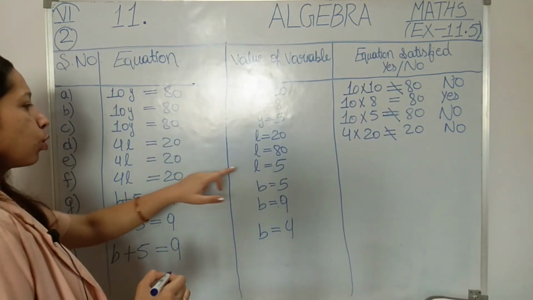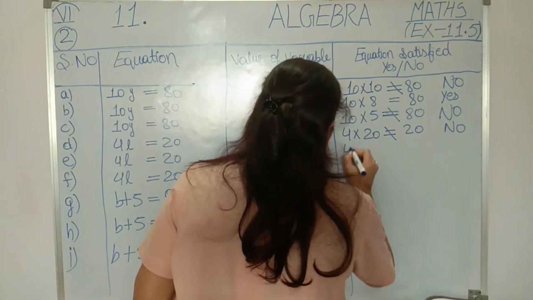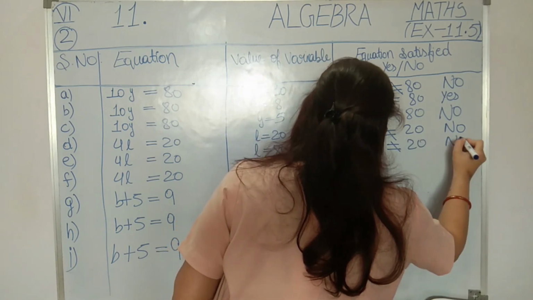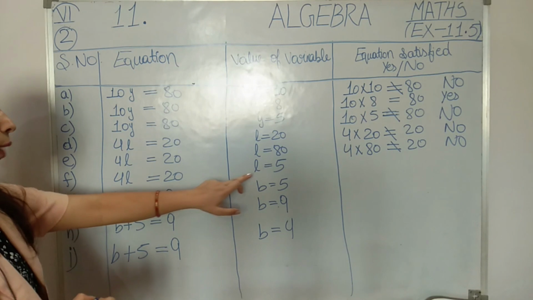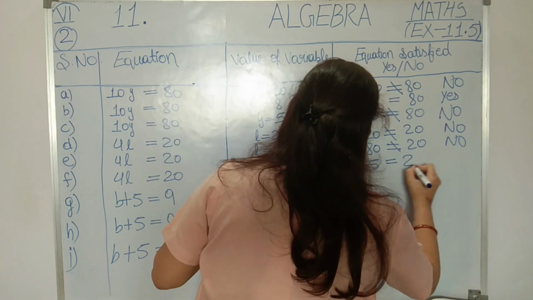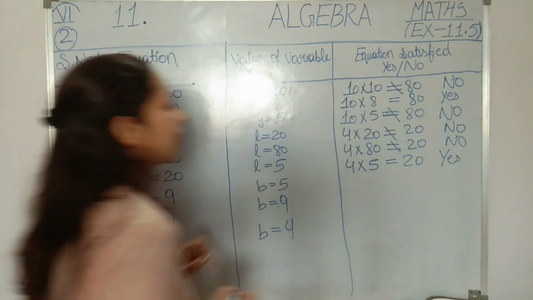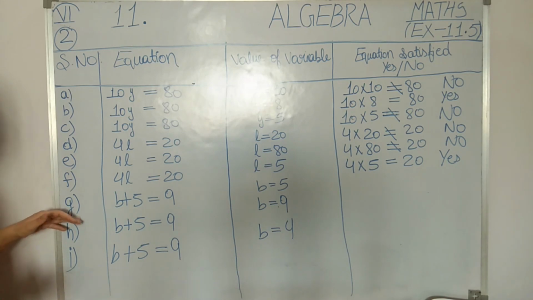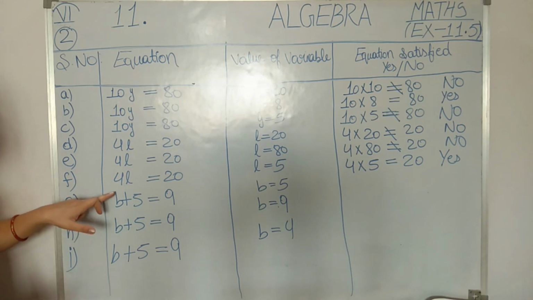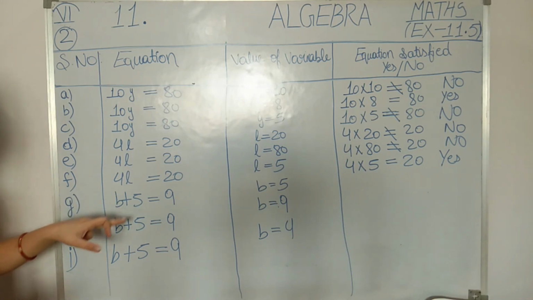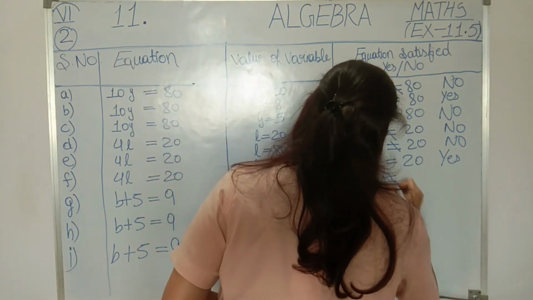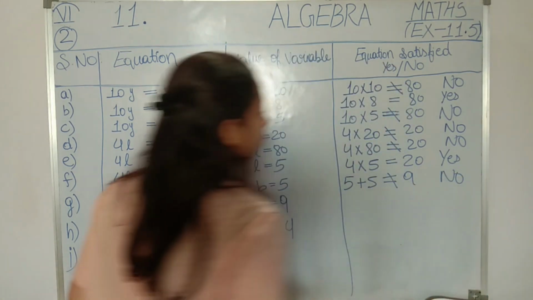Then 4L is equals to 20 where the value of L is 80. So 4 into 80 will surely not give us 20, isn't it? So we will write no again. Then 4L equals to 20 where the value of L is equals to 5. So 4 into 5 is how much, students? 4 into 5 is 20. So yes, here the equation is satisfied. Then point number G, B plus 5 equals to 9 where you have to keep the value of B as 5. So in place of B, I will be writing 5. 5 plus 5 will give us 10 and not 9. So I will write here 5 plus 5 is not equal to 9. So answer will be no.